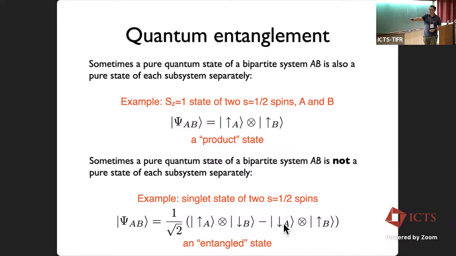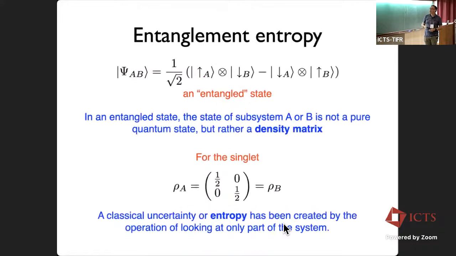Simplest case of an entangled state might be the singlet, a well-defined pure state of two spins. But if I only look at one spin, then I have to think about a mixed state. I've created some entropy by only looking at one bit. So the operation is trace over subsystem B, get a density matrix for subsystem A, and magically we've gone from a pure quantum state to some kind of classical entropy. And that idea goes back quite a long way.